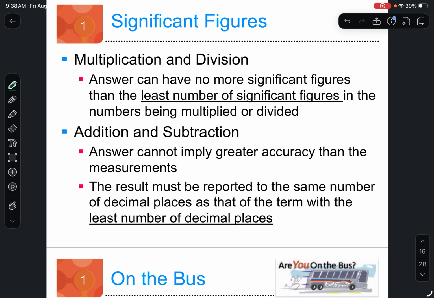In regards to addition and subtraction, your answer can have greater accuracy than your measurements. So when you're adding or subtracting, your answer has to be reported to the same number of decimal places as that term with the least. So if I'm adding a term that has 1 decimal place and one that has 2 decimal places, my answer must be recorded in 1 decimal place.